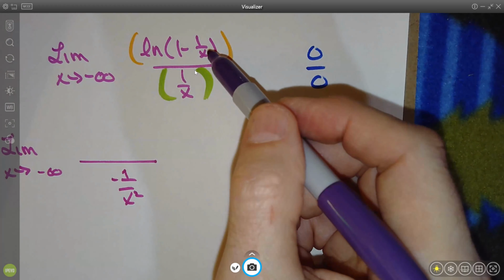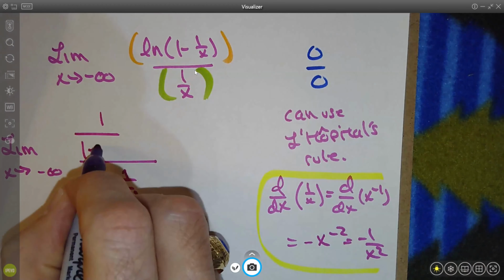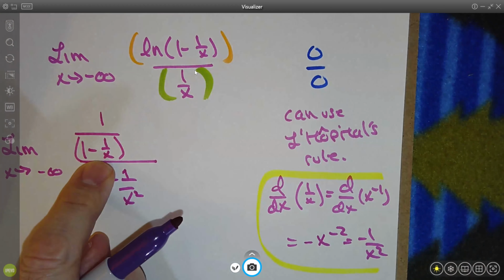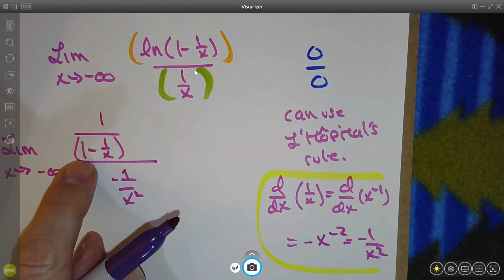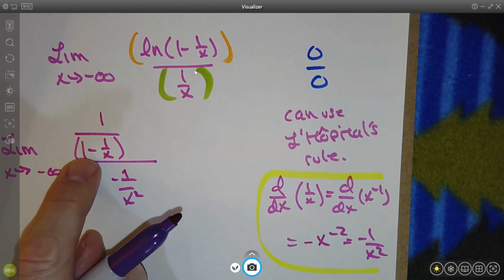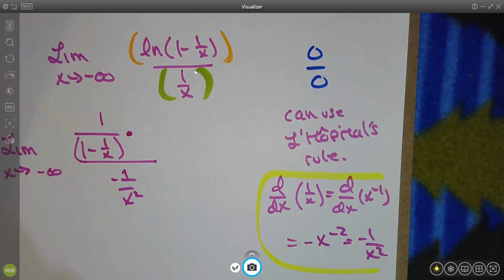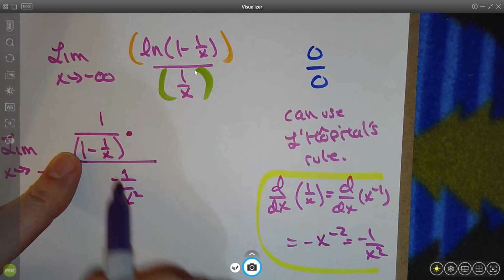So the derivative of the natural log function is going to be 1 over that function times the derivative of the inside. Now for the derivative of the inside, derivative of 1 is going to be what? Derivative of 1 is going to be 0. So then all I'm left doing is differentiating negative 1 over x.